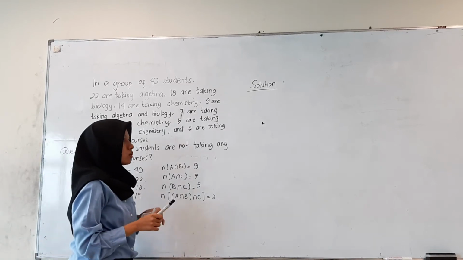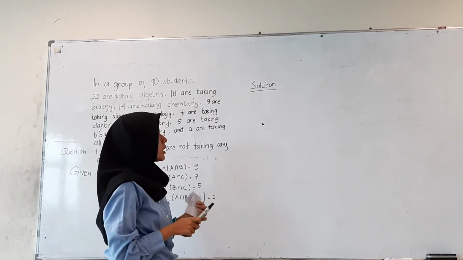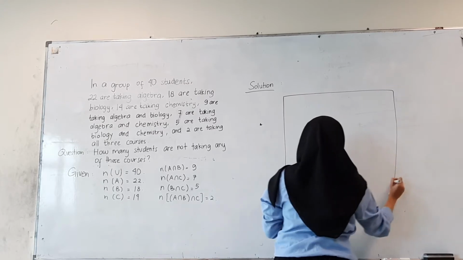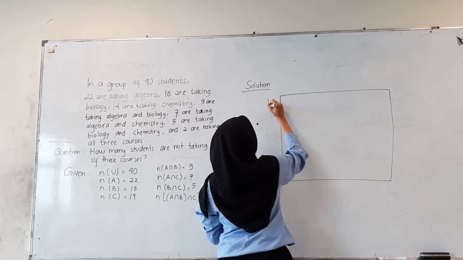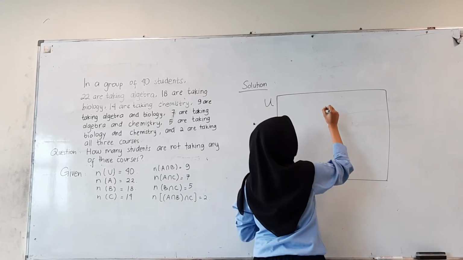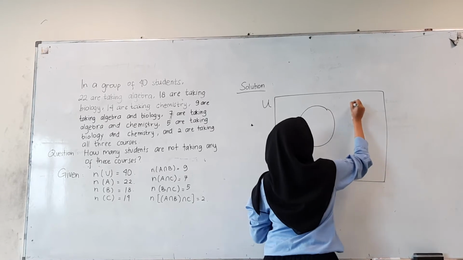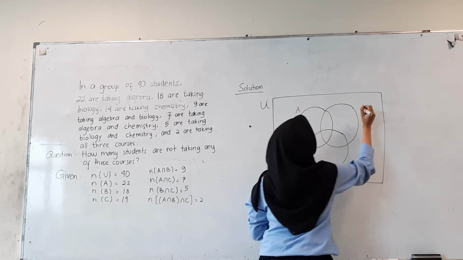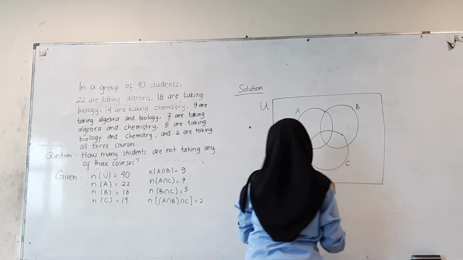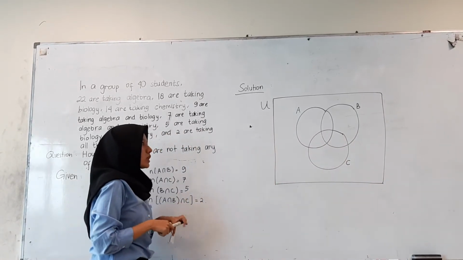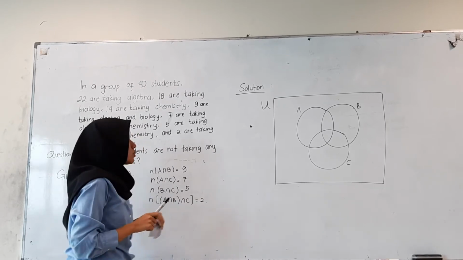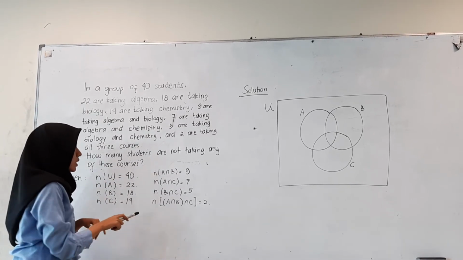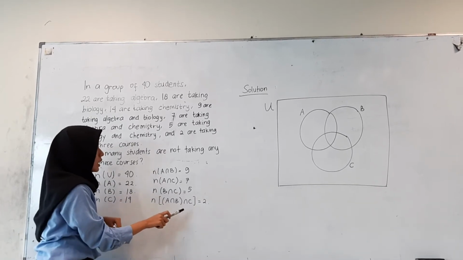So we have to make a Venn diagram, and let's start by making a rectangle and start filling this in. This is the universal set and I'm going to have 3 circles here. One for set A, one for set B, and one for set C. And the easiest thing to do is start with the smallest area. The smallest area that we have here is 2 are taking all 3 courses, which means the number of set A intersection B intersection C equal to 2.